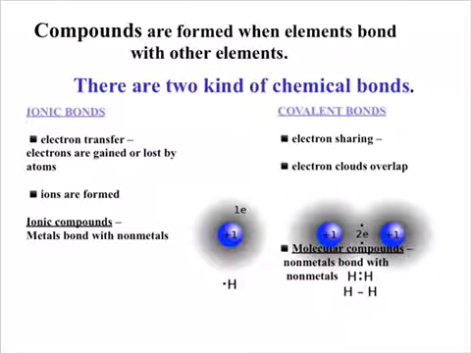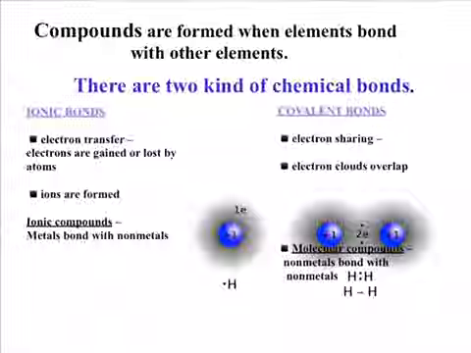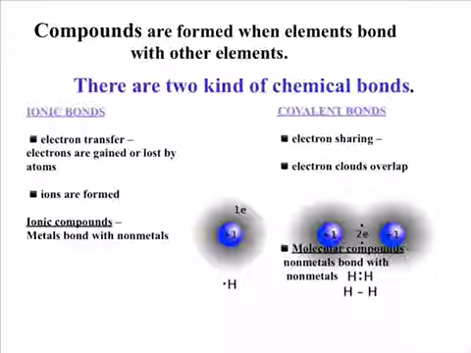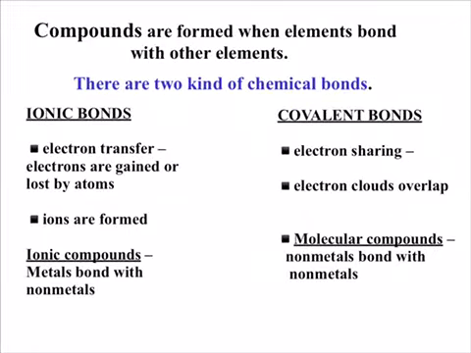Now remember, nonmetals are the ones that have a tendency to gain electrons, so they have a greater electronegativity. As they are attracted to electrons, both of these atoms are attracting those electrons and they end up sharing them. That is what we want to think about when we think about a covalent bond, and the type of compound is called molecular.